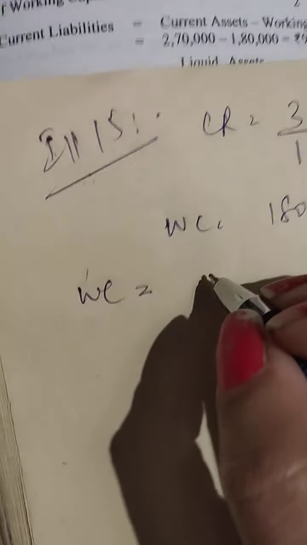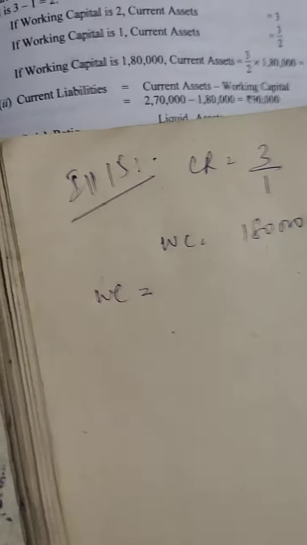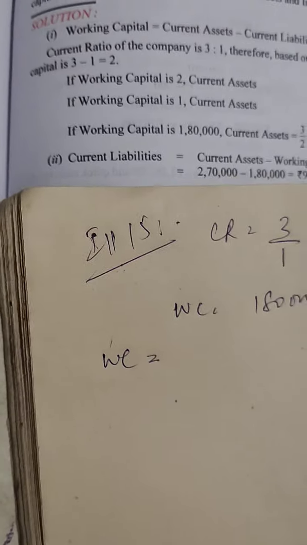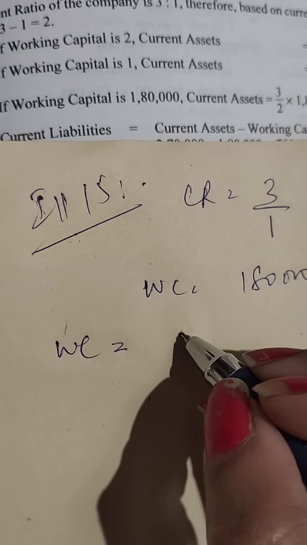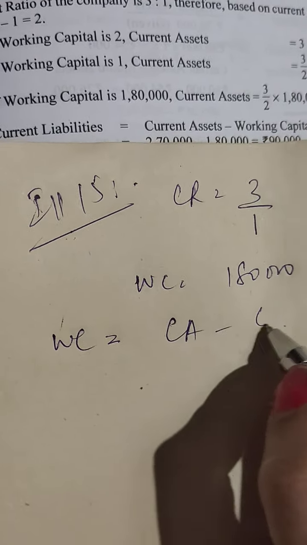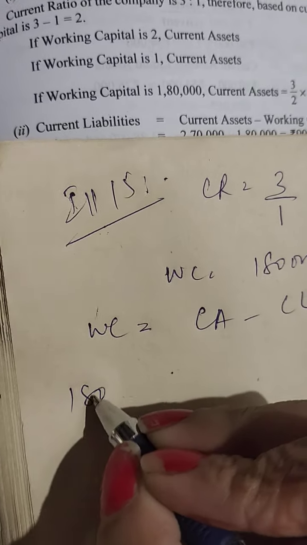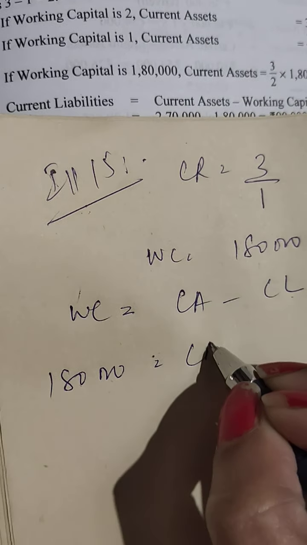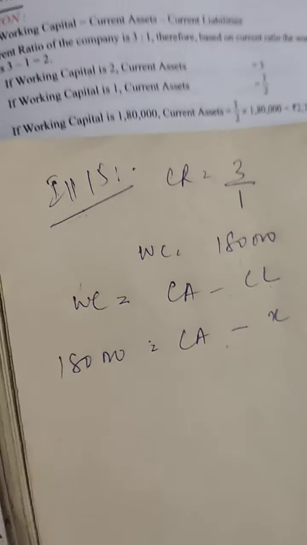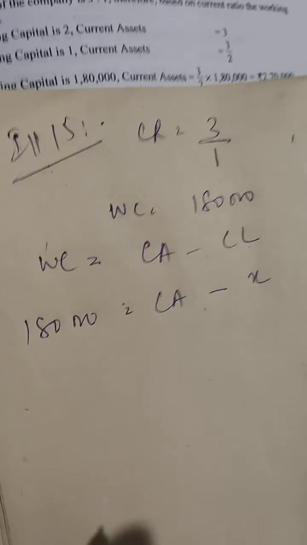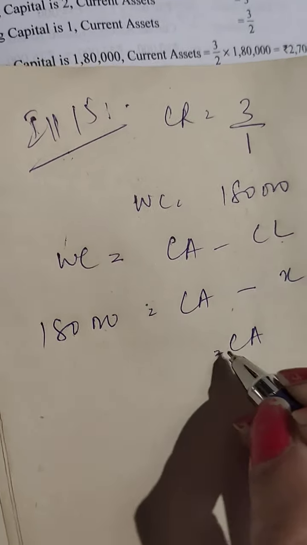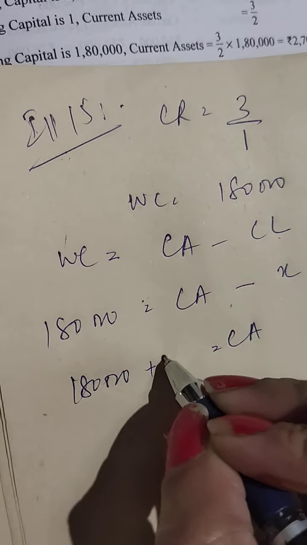So continuing with illustration number 15, I could not continue with it in the last video. You can see working capital is equal to 1,80,000. So I will use the formula CA minus CL. In the place of working capital, I will write 1,80,000 and assume current liability as X. Now calculating the value of CA, it comes out to 1,80,000 plus X.